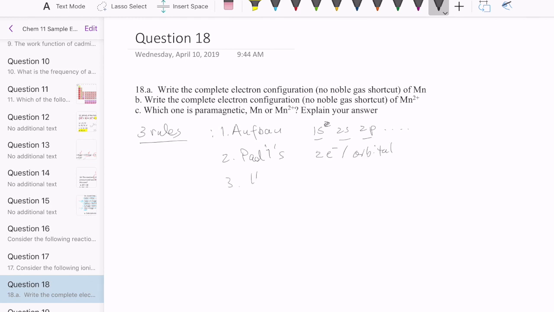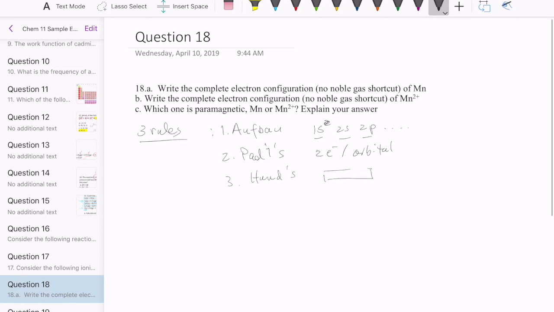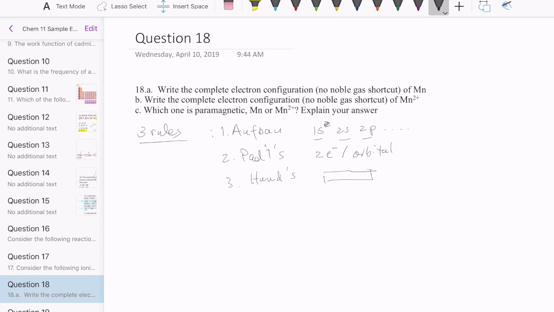And the third one is Hund's rule, the fact that if you have degenerate orbitals with the same energy, for example a p orbital or a d orbital or an f orbital, you fill them up one at a time and you don't pair them up first. So doing it this way would be wrong. Okay, all right, so let's take a look at manganese.